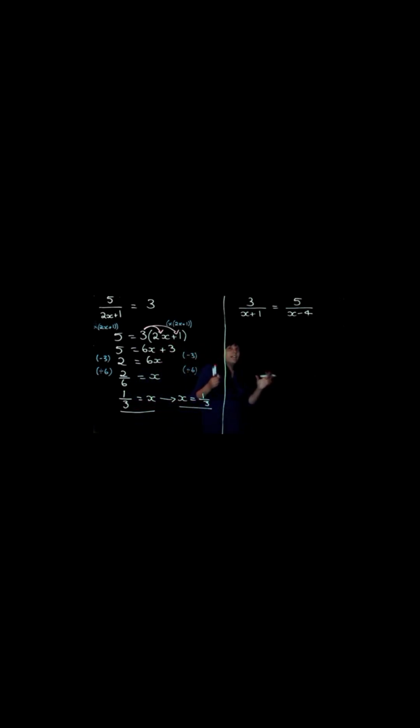Now, if we look at the second example, I've got 3 divided by x plus 1, and that equals 5 divided by x minus 4. Now, because I've got a fraction on both sides, I'm going to take it very slowly and get rid of each fraction individually. So the first thing I'm going to get rid of is this x plus 1. So how do I get rid of divided by x plus 1? Times by x plus 1. And I do that to both sides.